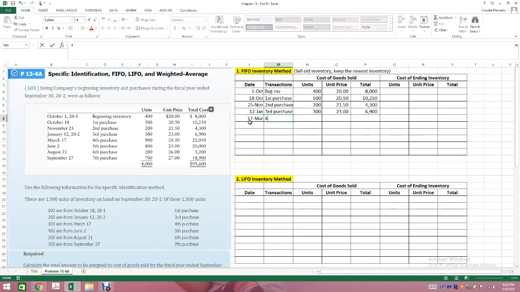Okay, and then I have March the 17th. That was my fourth purchase. Okay, and that one was 900 units at $24.50, and that's $22,050.